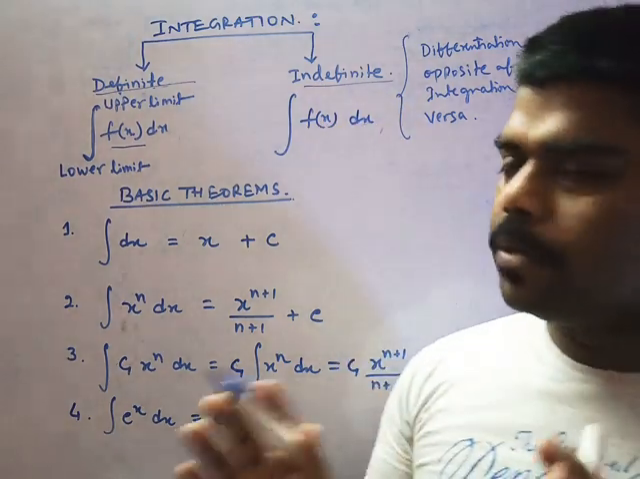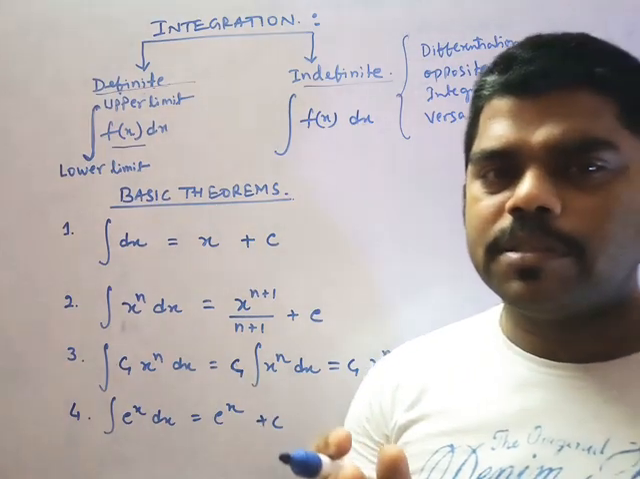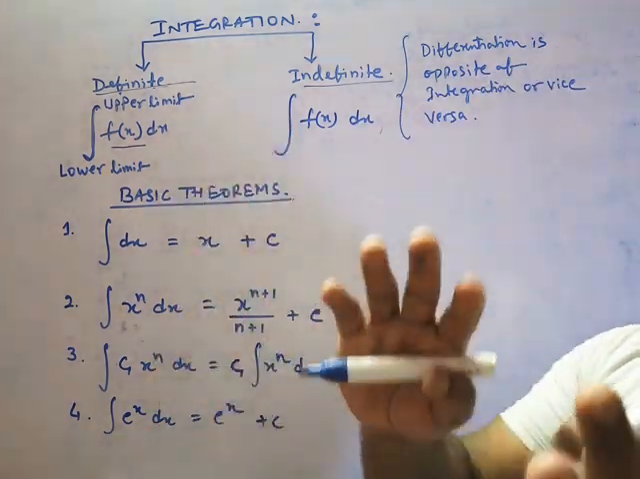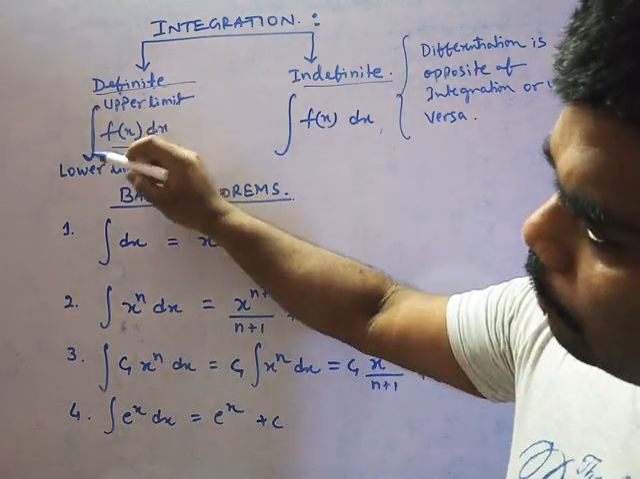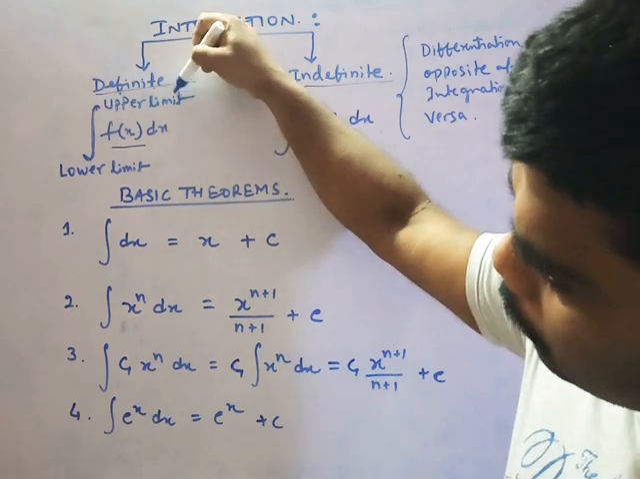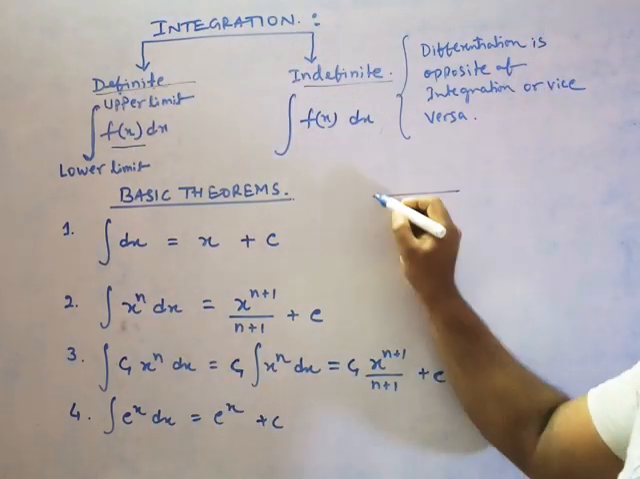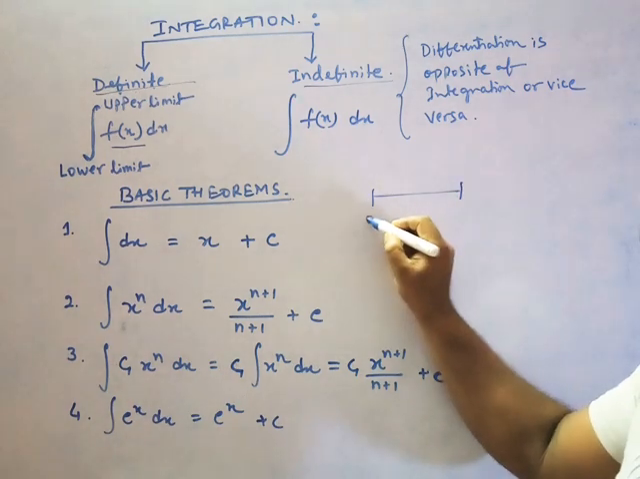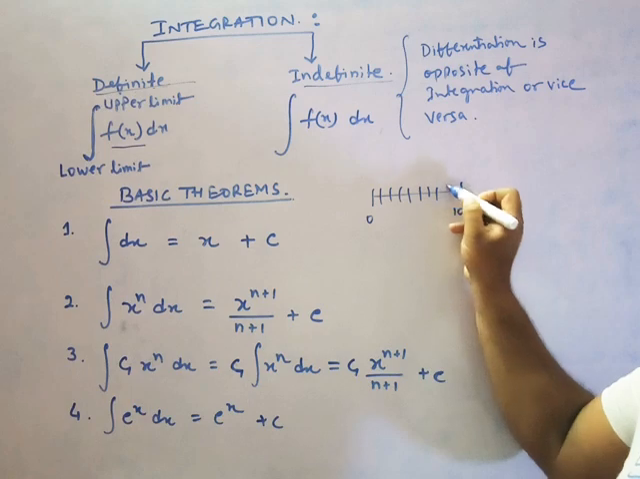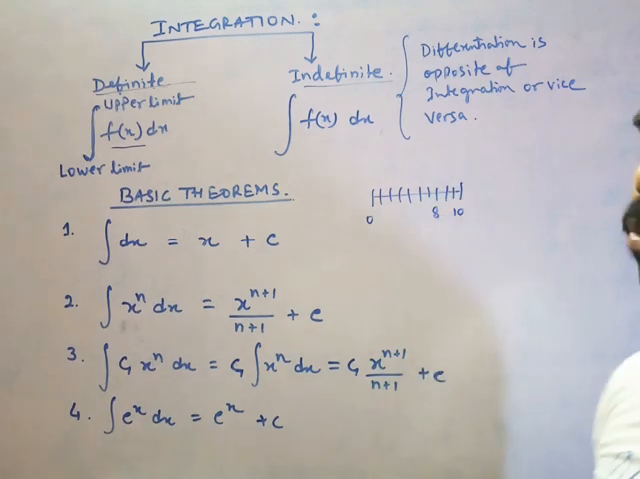There is no difference between them, but after solving there are some little differences. Like in the indefinite, कैसे मैं बता देता हूँ. If in the lower, this is a lower part and this is the upper part. Upper limit is there, there is a lower limit. Suppose you are going to integrate, this is 0 and this is 10. Suppose there are so many parts and you want to integrate not up to 10, suppose you want to integrate up to 8.